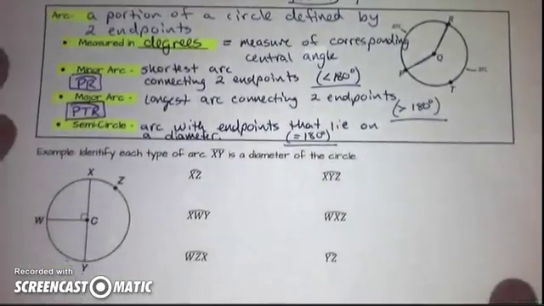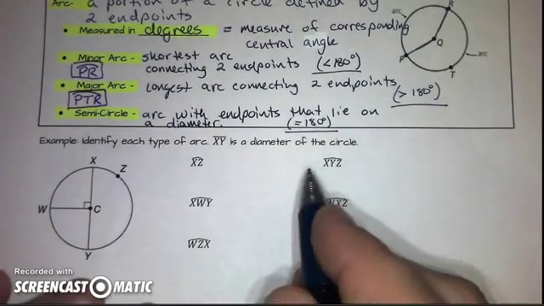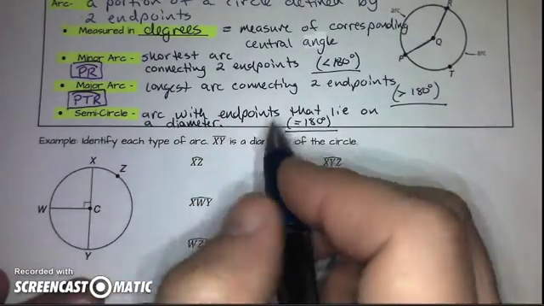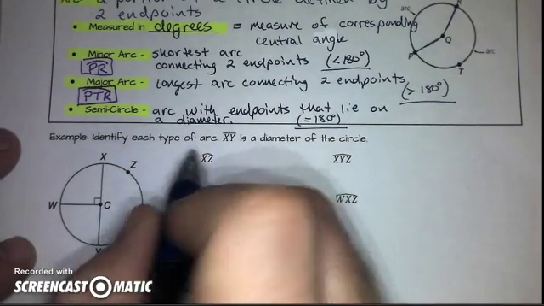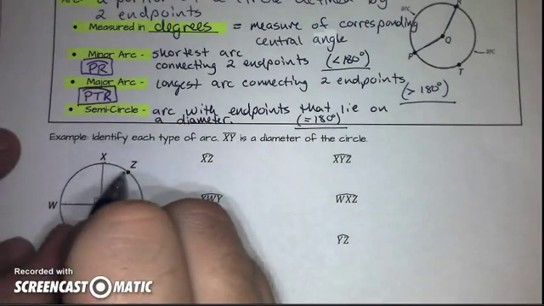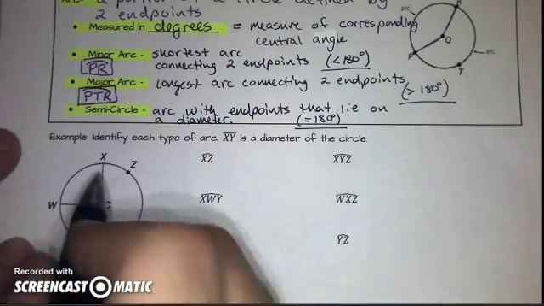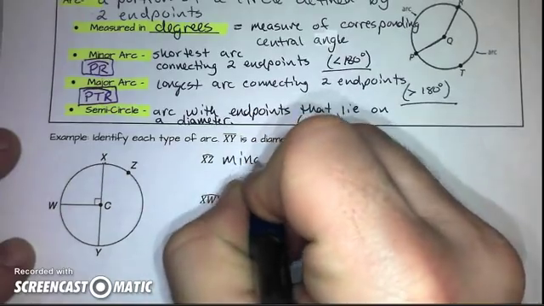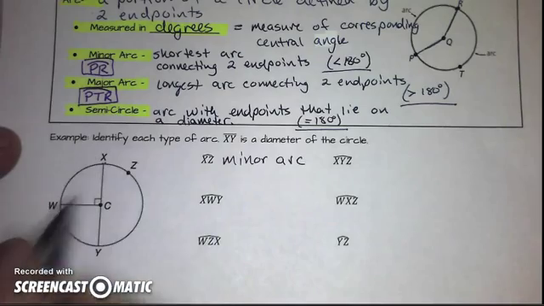All right, let's take a look at this next example. We want to identify each type of arc, and we are told some information that's very useful. We're told that XY is a diameter of the circle. All right, so let's look at these individually. We are given arc XZ first. XZ, that is the shortest way to go from X to Z, not going around the long way, otherwise it would have been XWZ or XYZ. So that is a minor arc. It is less than 180 degrees. It's less than half the circle.